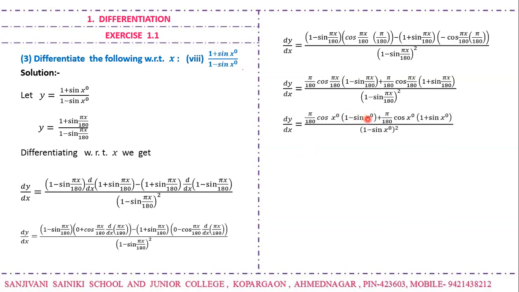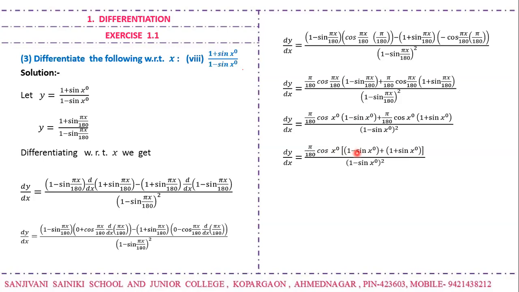1 minus sine x. Now again I am converting radians into degrees. Pi x upon 180 is x degree. So what are the terms which we take outside? Pi upon 180 into cos of x degree.